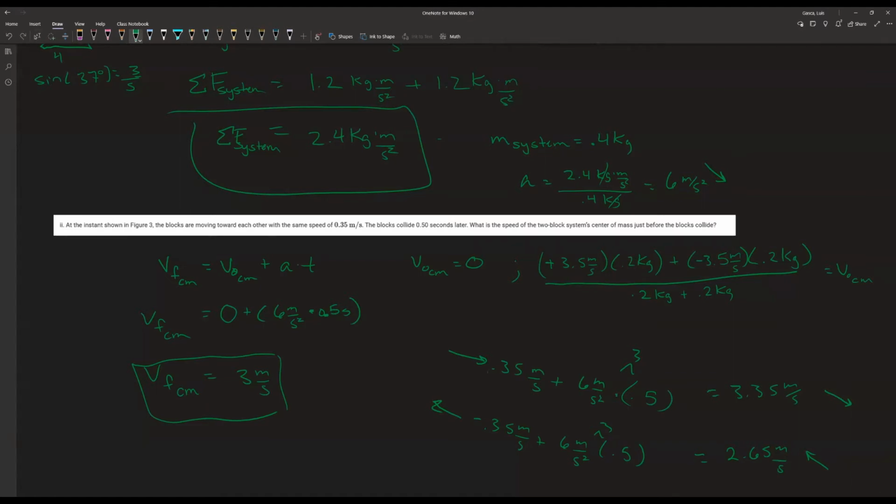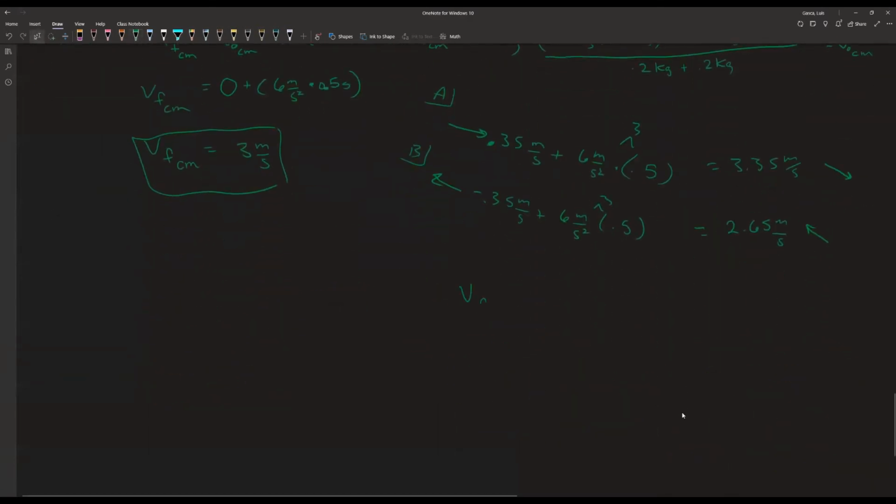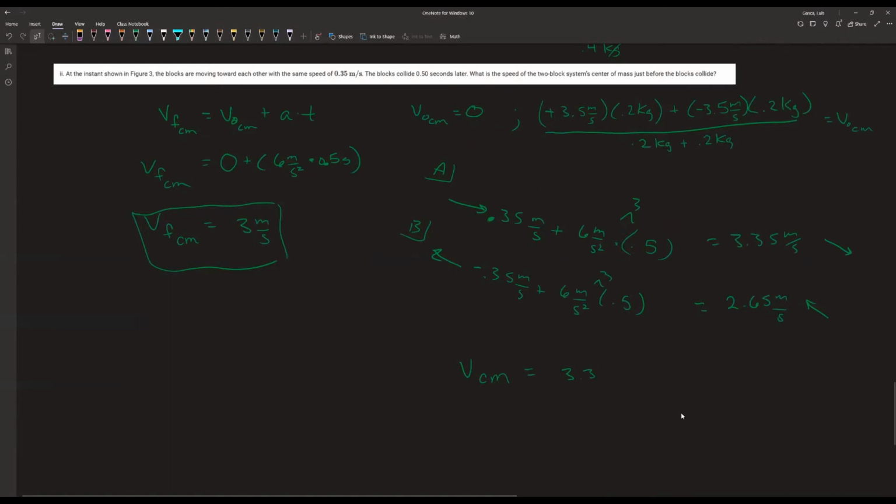Then we can go ahead and do kinematics, where it's the original velocity of block A and block B. Except one's going to have a negative velocity, the other guy's going to have a positive velocity. And we can say the velocity of the center of mass, this is another way. I think this other way is faster. This would be 3.35 meters per second times 0.2 kilograms plus a negative 2.65 meters per second times 0.2 kilograms, all over a total mass of the system, 0.4 kilograms.